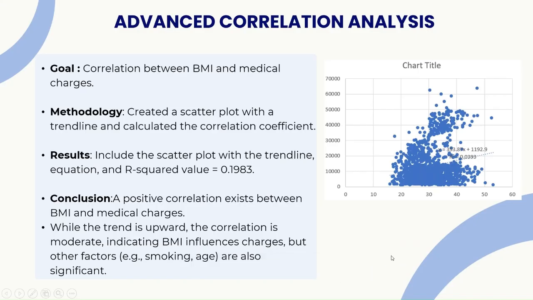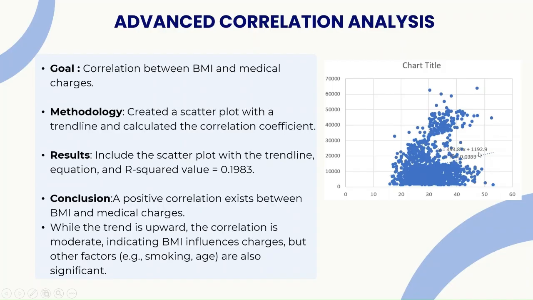What we are talking about is the advanced correlation analysis. Earlier we did the correlation analysis with the help of a scatter plot. Right now, I have created the scatter plot as well. You can check it in the visualization. The trend line is here, and the R-squared value of the trend line is 0.1983.